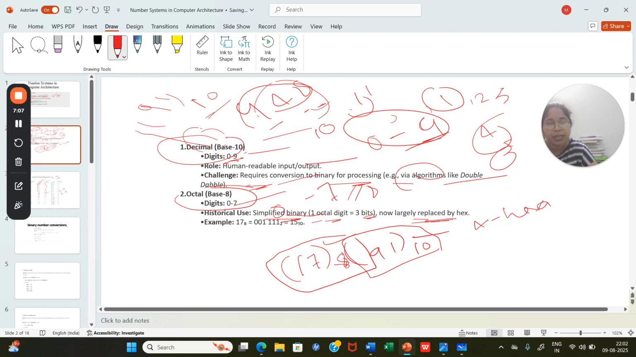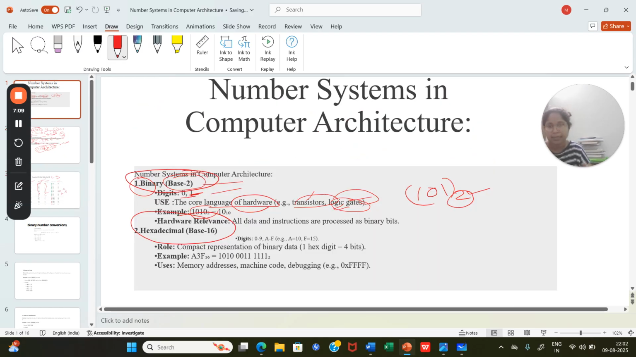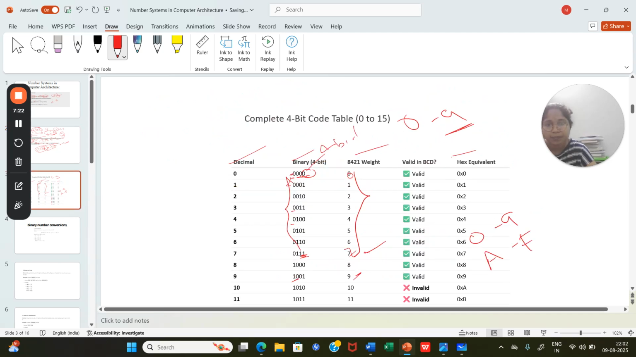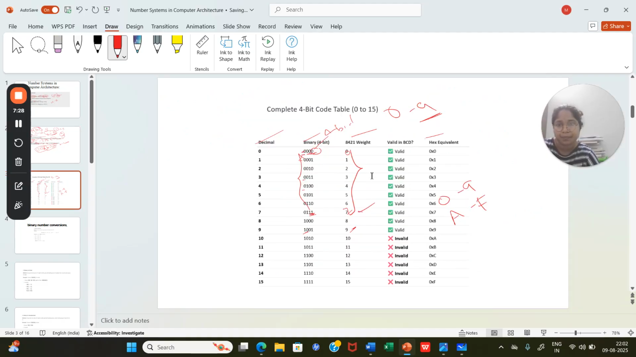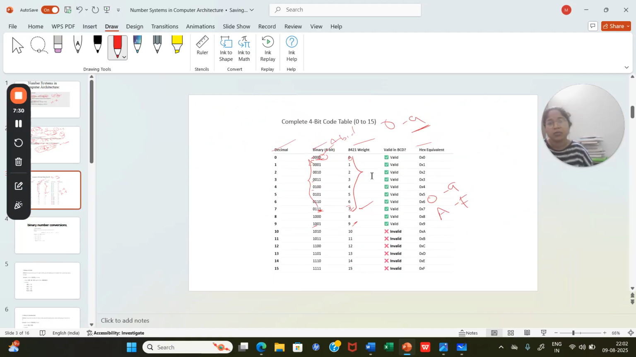Okay, I need to tell about the hexadecimal numbers. Let me check what the numbers are. So hexadecimal starts with 0 to 9 and A to F. For example, if you want to write 10, we write A, and next for 11, look at the table here. For 15, what we write in hexadecimal is F.